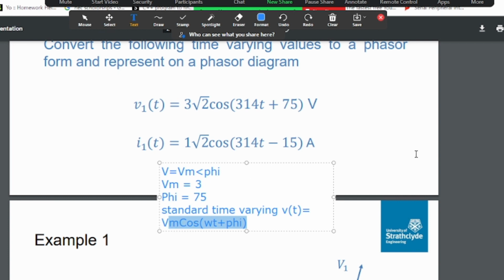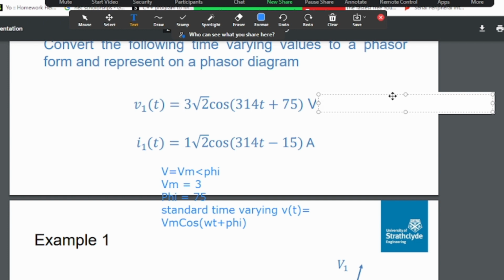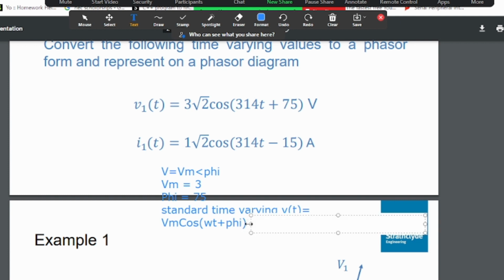This is how we convert time-varying values into phasor form. This is the phasor form and this is the time-varying equation. So we compare this V1 with the standard equation. If we compare it, we will get the value of Vm as 3, and we will get the value of phi as 75.